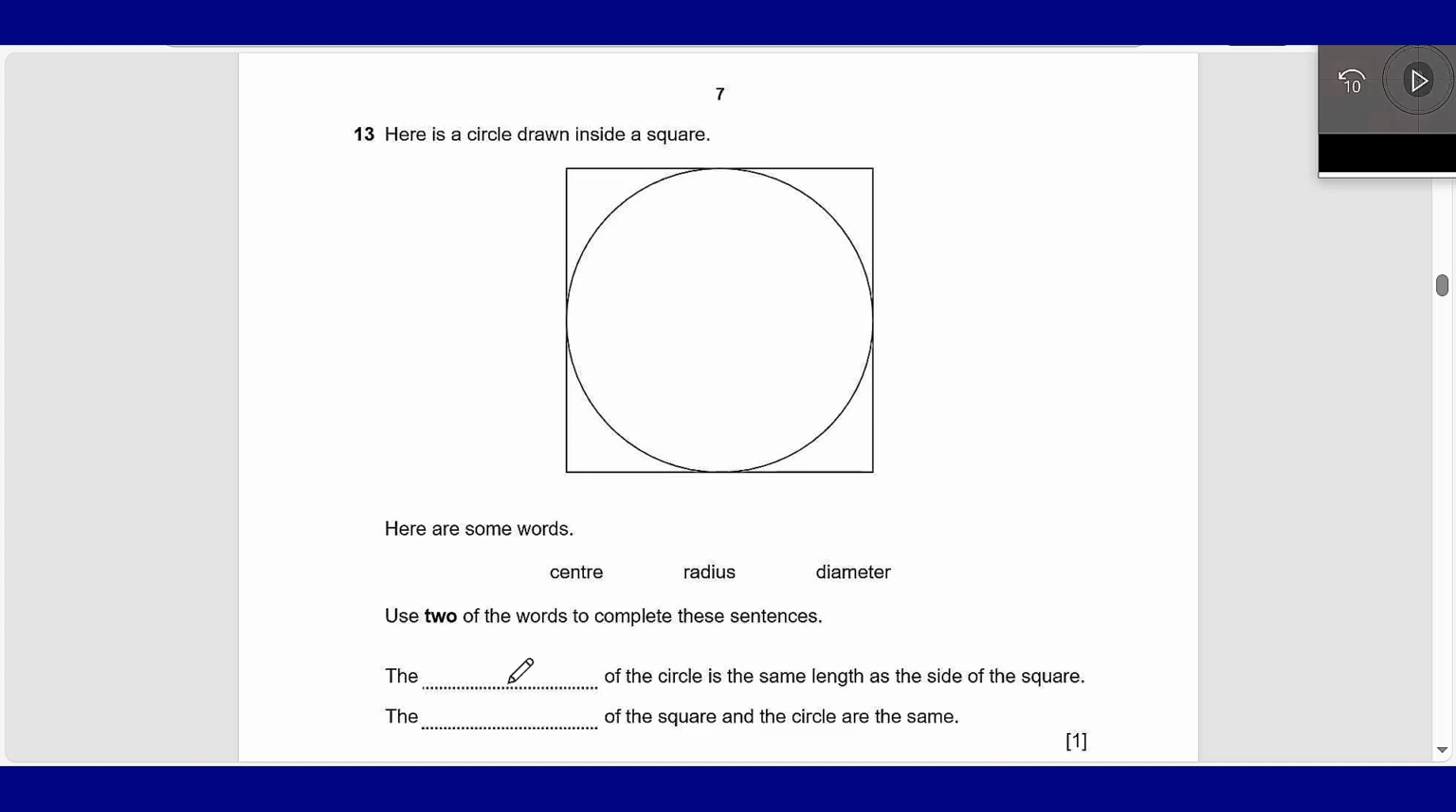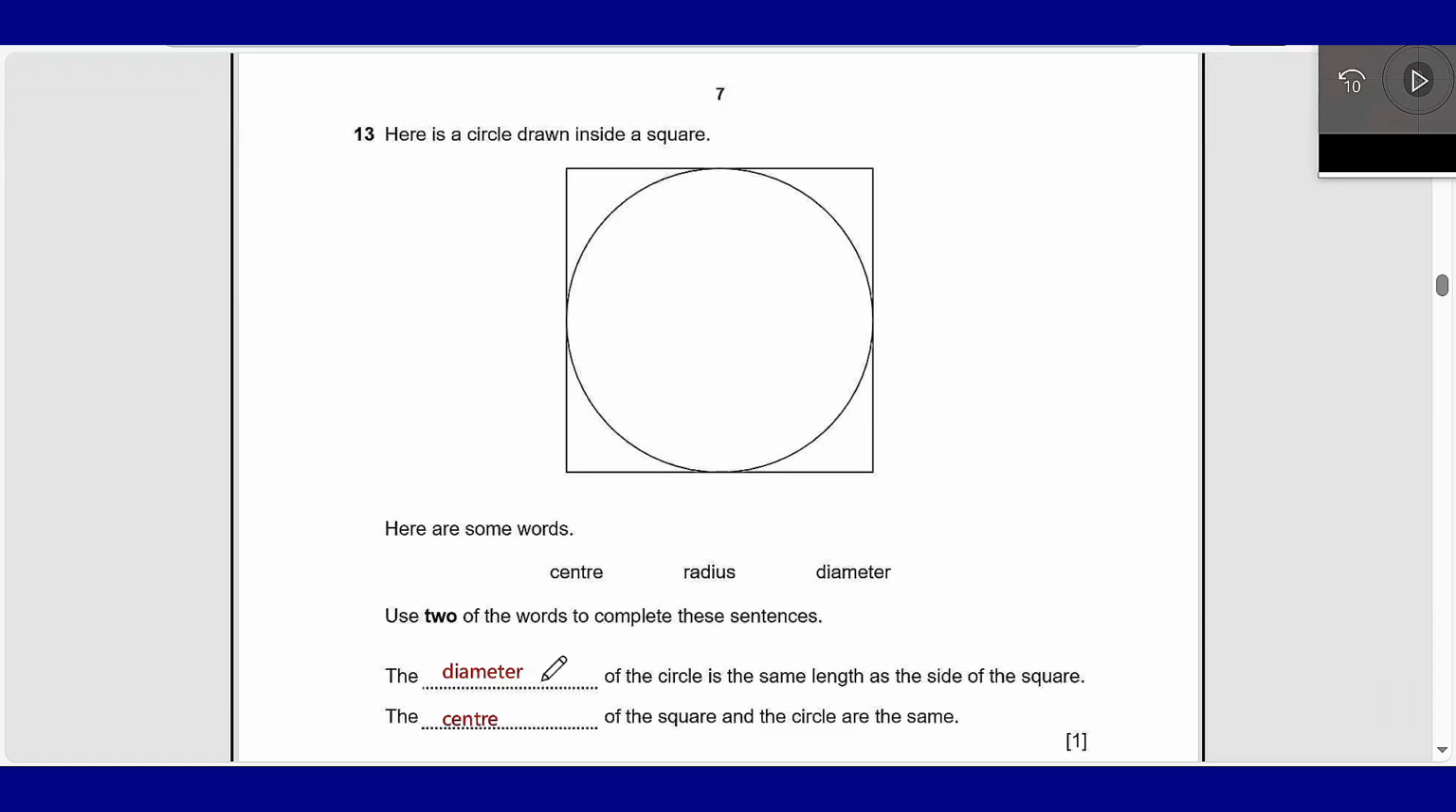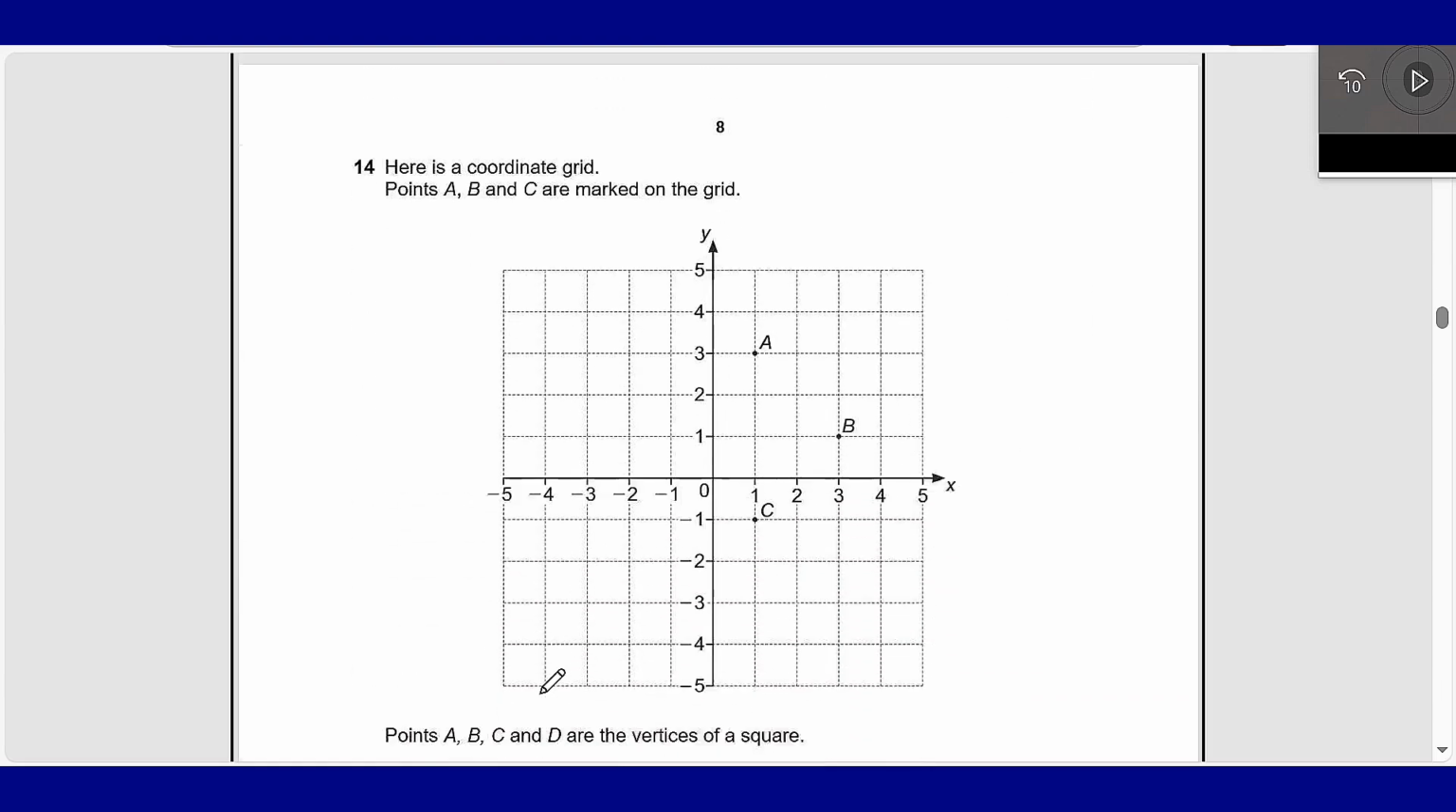Okay, let's open up the answer. Here we go. It's the diameter of the circle that is the same length as the side of the square. So this is the diameter. And the center of the circle is here, the same as the center of the square. So this is the center of the circle as well as the center of the square. Let's move on to number 14.